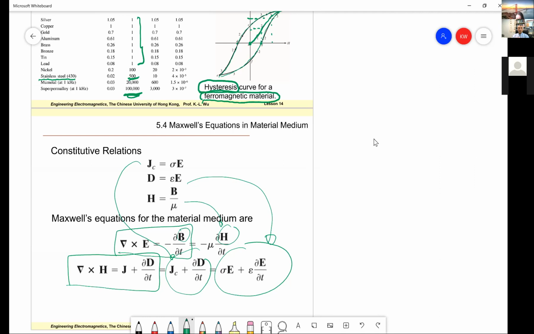And if you are curious, you may ask, what is the relation if I have two different materials, say air and the material? What is the property of the electromagnetic field between them? That is called the boundary condition. We are going to discuss it next week. Okay, that is the boundary condition. All right, so we have critical timing.